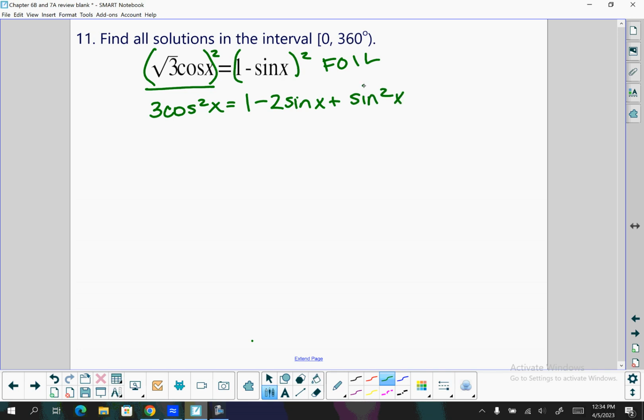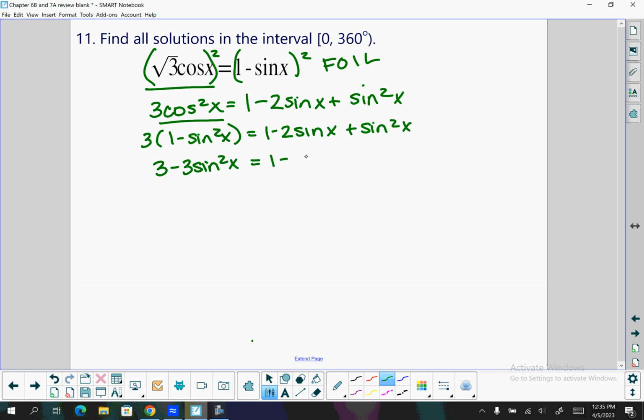If you've done this part right, you've set yourself up for success because the rest of it's now really similar to what we did with that other problem where we're going to replace cosine squared, because that's the guy that doesn't fit right now, with what it's equal to in the Pythagorean identity. What is it equal to? 1 minus sine squared. Okay. And then I'm going to distribute and get it all on one side here. So if I distribute, 3 minus 3 sine squared equals 1 minus 2 sine plus sine squared.